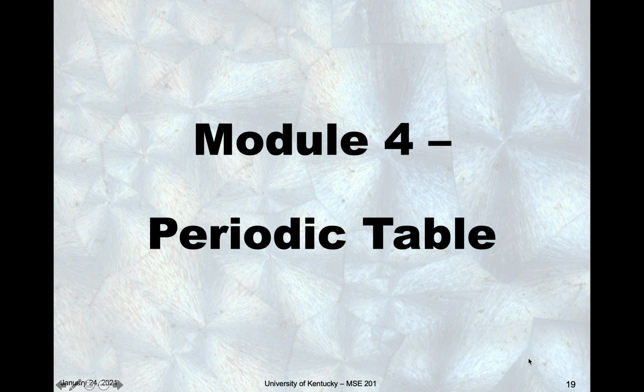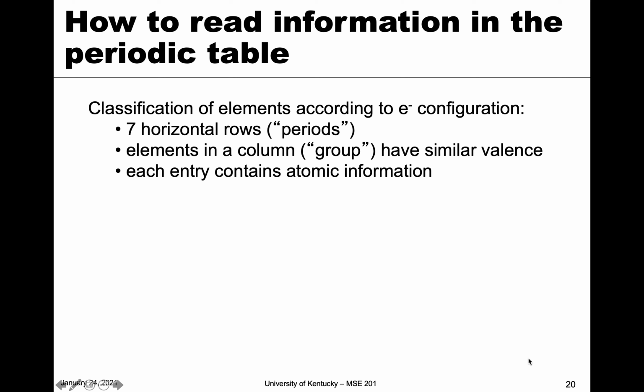All right, so now that we've taken a look at the valence electrons, in this module, I want to examine the periodic table. So first of all, how do we read the information given to us in the periodic table? The classification of elements in this periodic table is based on that electron configuration, which is why I wanted to go through configurations. We have 7 horizontal rows, which we call periods, and then elements in a column.